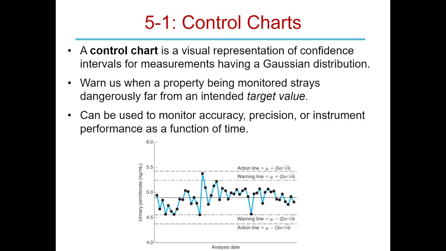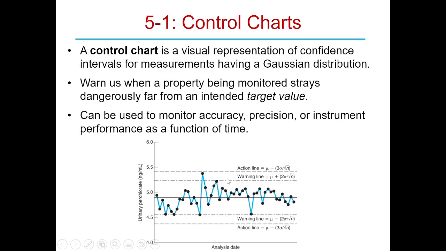Control charts. So the control chart is going to be a visual representation of the confidence intervals for measurements having a Gaussian distribution. This is going to warn us when a property being monitored strays dangerously far from an intended target value. This can be used to monitor accuracy, precision, or instrument performance as a function of time. And so here's a control chart. Notice they're essentially orders of standard deviation off.